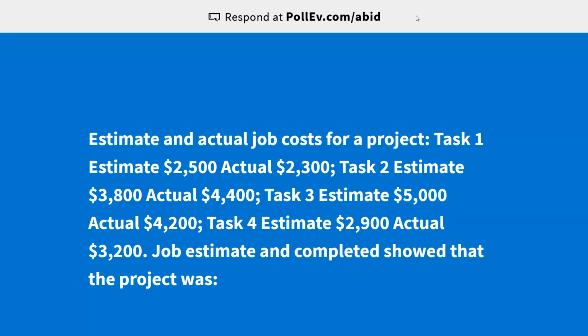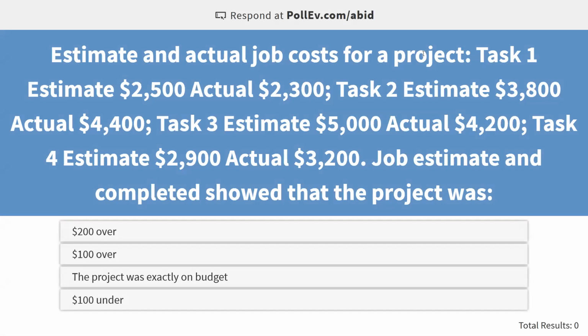Estimated and actual job costs for a project are: task 1 estimate is 2,500, actual is 2,300. Task 2 estimate is 3,800, actual is 4,400. Task 3 estimate is 5,000 and actual is 4,200. And task 4 has this estimate and this actual. So the job estimate and completed job showed that the project was, so what is the choice? What you have to do is add all the estimates and add all the actuals, and then you can compare.